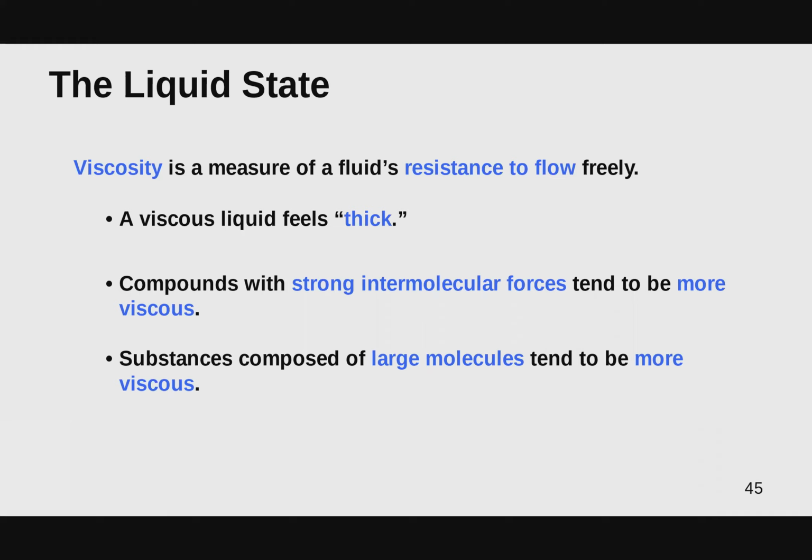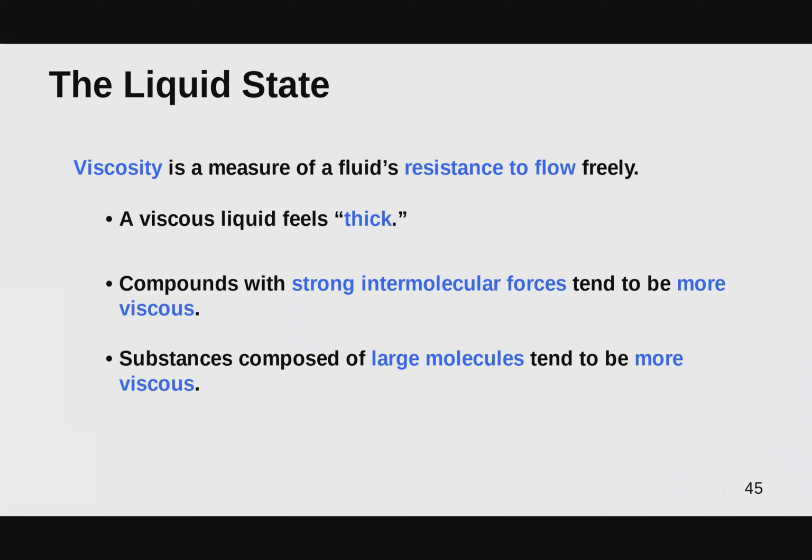Honey is very, very thick. Molasses is very, very thick because they're very viscous. Conversely, water is not very thick because it flows freely. I'm sure you can do this experiment at home if you want. Pour some water, pour some honey, which flows faster? The water, of course. Now, this is also related back to our intermolecular forces. Compounds that have strong intermolecular forces tend to be more viscous. Tend to be. Not always, but tend to be.